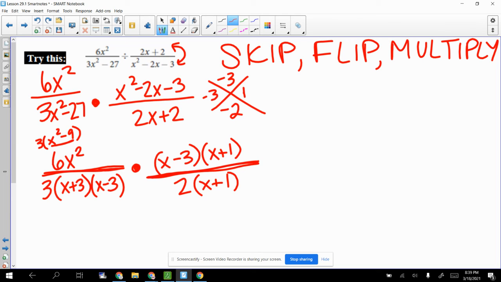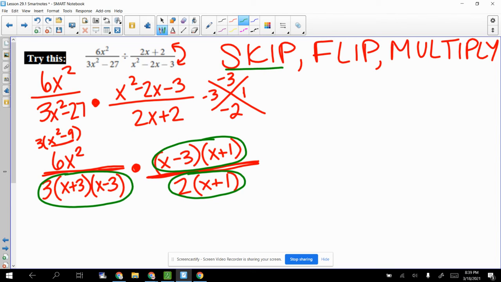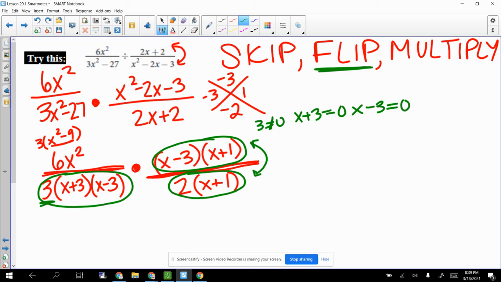Now, before you go crazy and you start doing all your canceling, remember you need to come up with your restrictions for both denominators and this numerator because we did that flip. Okay, so because we did the flip, that's why you have to do both of these. Okay, so we have x plus 3 equals 0, x minus 3 equals 0. Also, when I have whole numbers like this, that's 3 equals 0. That doesn't count as anything, so that's why I didn't even write that.